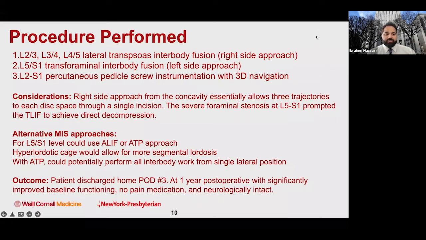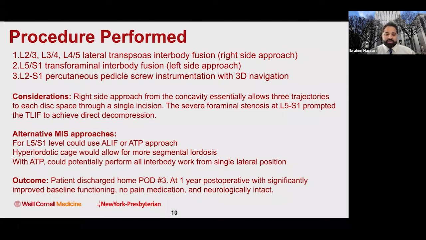As I'd mentioned, there are other ways you could do this. For L5-S1, you could consider ALIF or an anterior to psoas, prepsoas approach. In those situations, that would allow you to get a more lordotic cage in, which is very beneficial at the L4 to S1 segment. And then with the anterior to psoas approach, I've done a couple of them, but I'm not as comfortable with it. You could potentially perform all the interbody work from a single lateral position. So that's certainly a consideration.